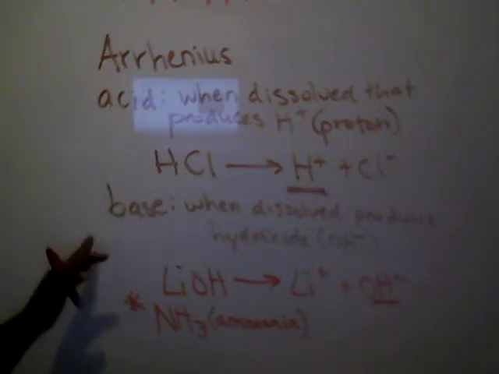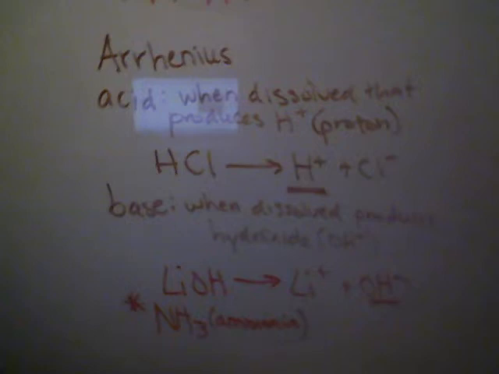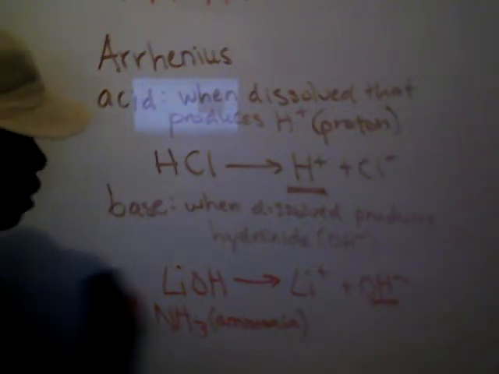But Arrhenius was one of the first to propose a definition for what an acid is and what a base is. Okay? The next one that we will talk about is Bronsted and Lowry.